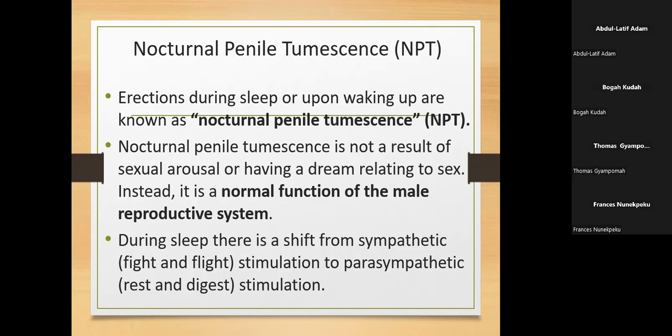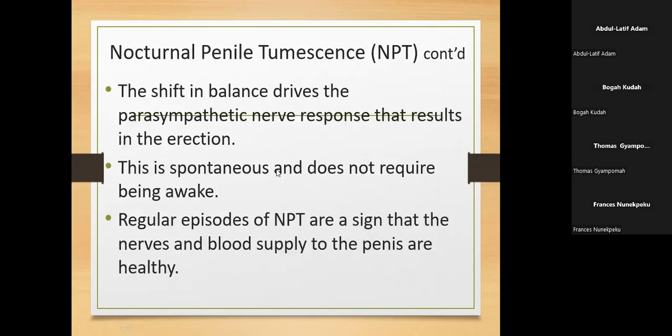And just going back to all the discussion that we have had, parasympathetic activity is pro-erectile. All right, so it is something normal that this should happen during that time. So nocturnal penile tumescence is due to the shift in balance. The shift in balance drives the nerve response that results in the erection.